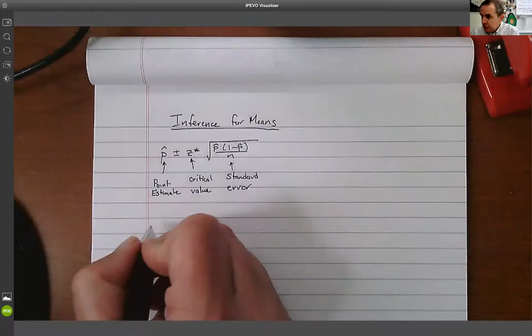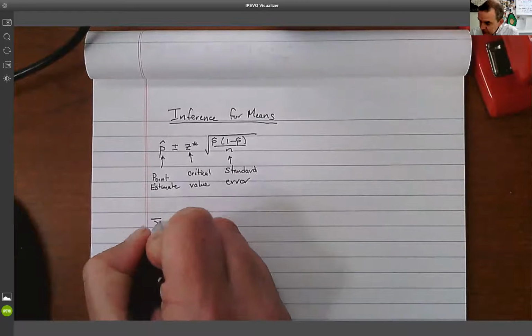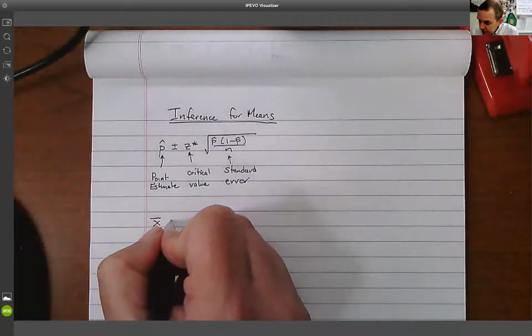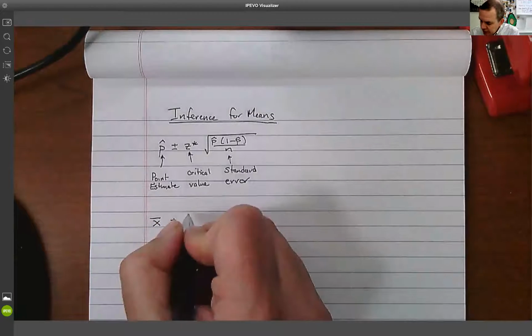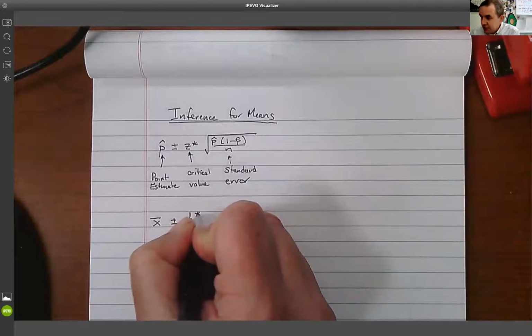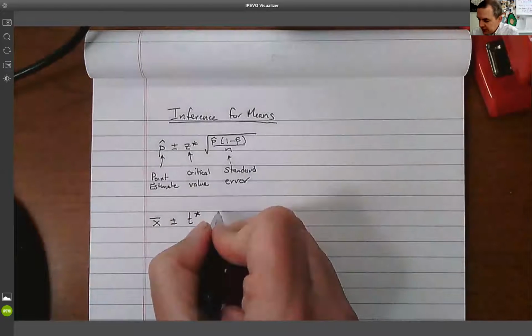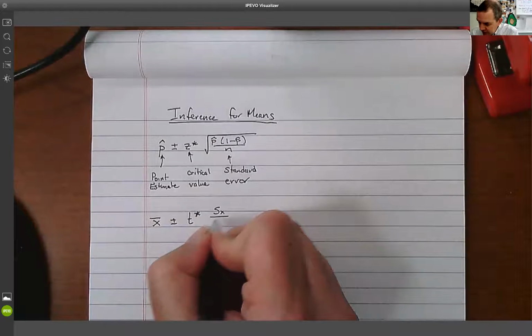Well, here's what it looks like when we deal with means. For means, it's going to be x bar. It's still going to be plus or minus. Our critical value actually changes to this idea of something called t star. I'll explain what that is in a moment. And then this is our new standard error.